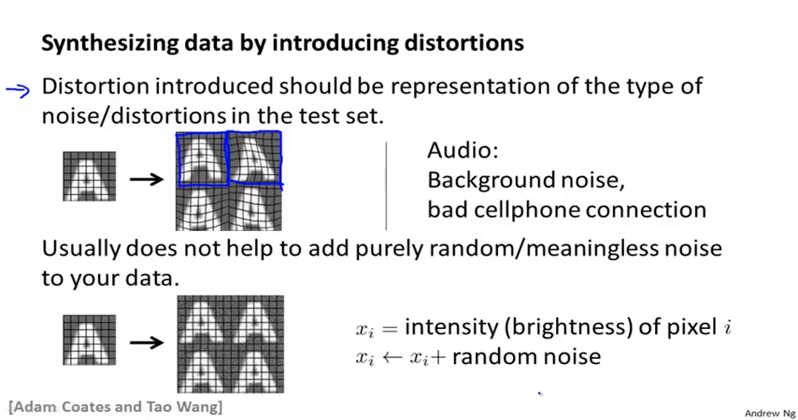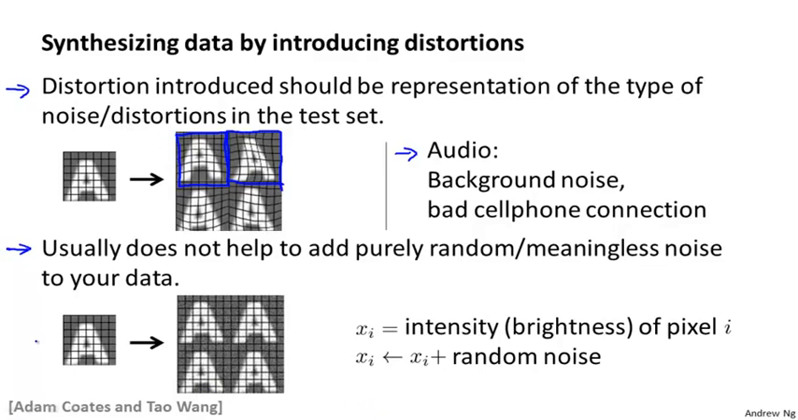And for audio, well, we do want to recognize speech even against a bad cell phone connection and against different types of background noise. And so for the audio, we're again synthesizing examples that are actually representative of the sorts of examples that we want to classify or want to recognize correctly. In contrast, usually it does not help to add purely random or meaningless noise to your data.